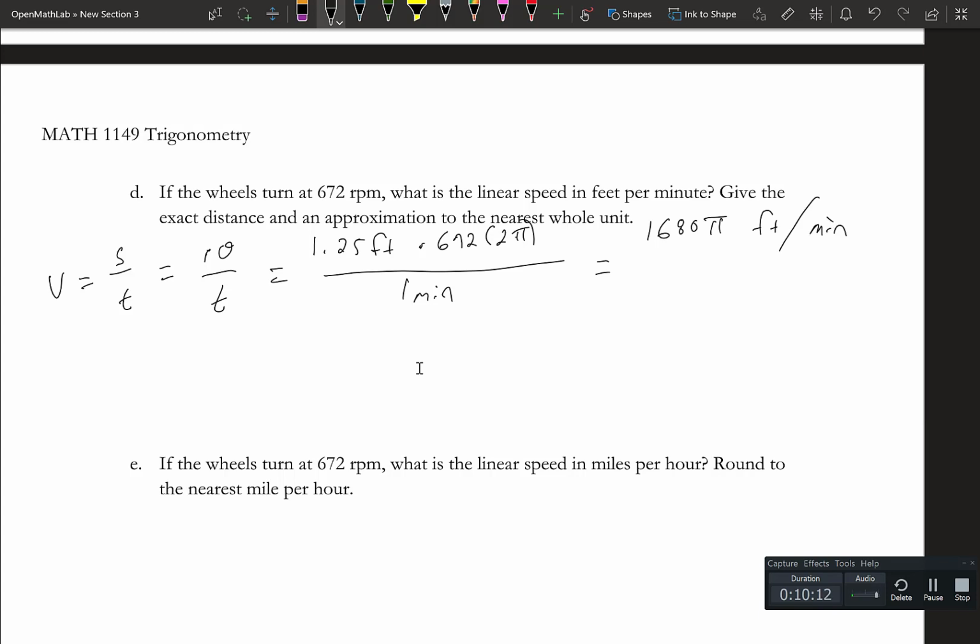Right, so that's the exact distance. We wanted feet per minute. So then the approximation would come from taking 1,680, multiplying it by pi. That gives me 5,278 feet per minute. There's 5,280 feet in a mile, so they're going roughly a mile a minute. That's pretty quick.